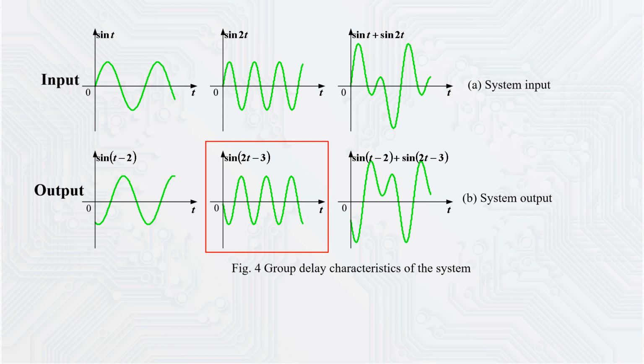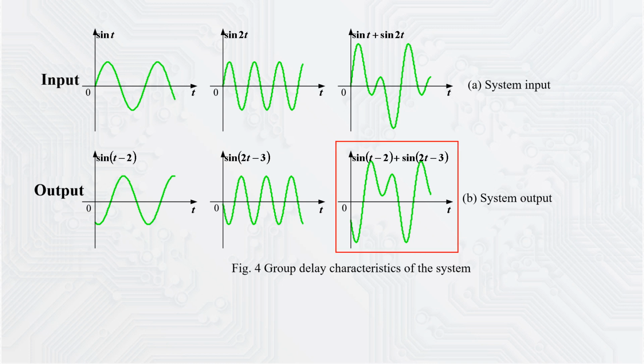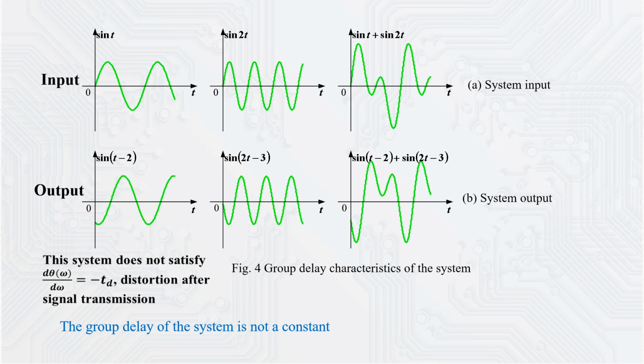So after passing through the system, the output of the system becomes such a waveform. Compared with the waveform of Figure A, we can find there is an obvious distortion. The system does not satisfy the phase characteristic of distortionless transmission because the group delay is not a constant. The signal can also be simulated by software.